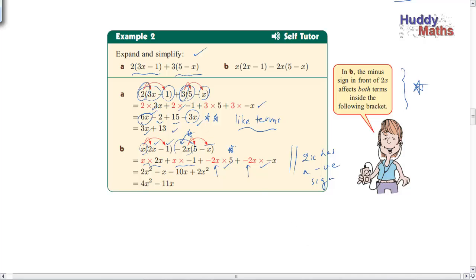Okay, so let's multiply them all out. X by 2x is 2x squared. X by neg 1 is neg x. Neg 2x by 5 is neg 10x. Neg 2x by neg x is negative times negative is positive, 2x by x is 2x squared.